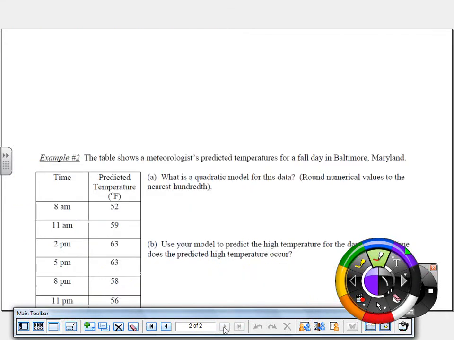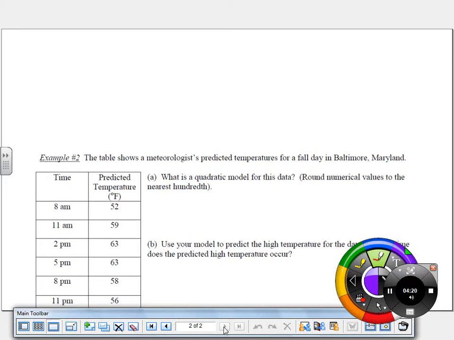The next example we're going to look at has to do with what we were doing with our ball toss problem. So we're going to talk more about interpreting these results in class. But here you'll learn a little bit about how to use the calculator to help you, like we did with our linear data as well. So the first thing we're going to do is look at this data, and it shows a meteorologist's predicted temperatures for Baltimore, Maryland, in comparison with time of day.